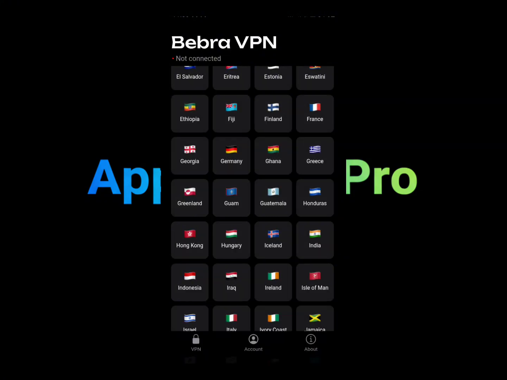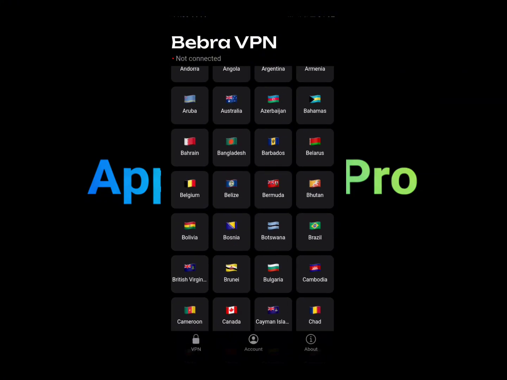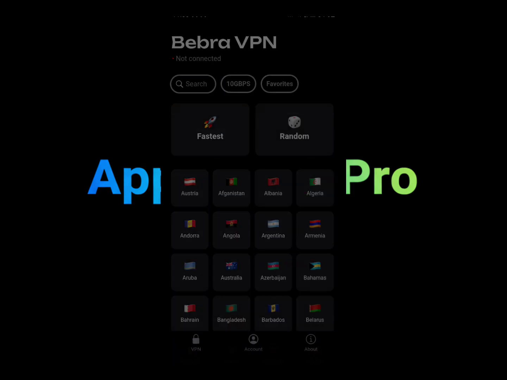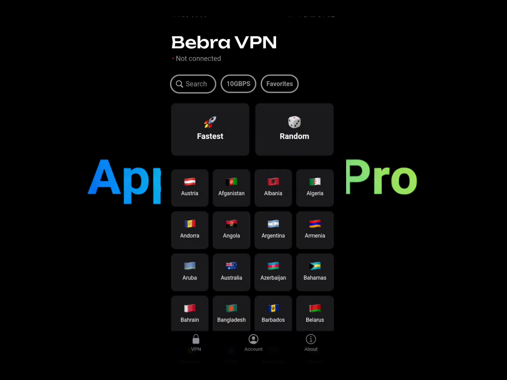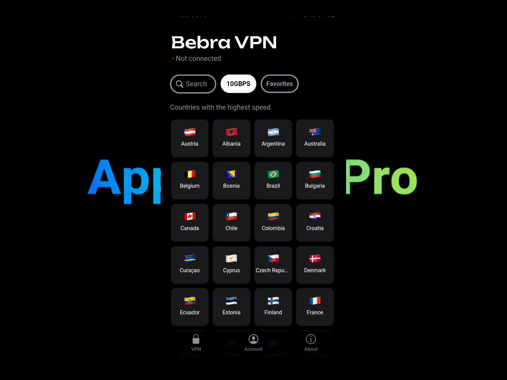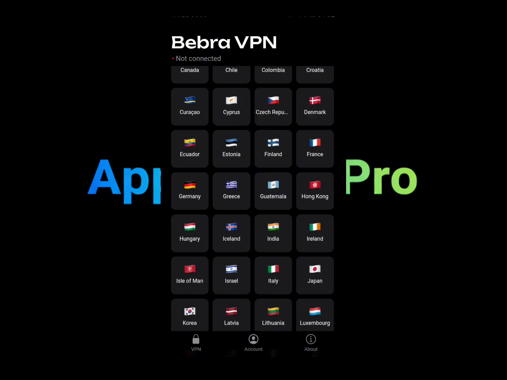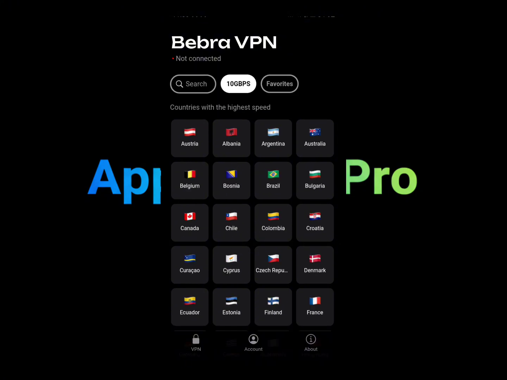So if you even want to get the fastest server to use, all you have to do is just tap on the fastest server option and it will automatically connect to the fastest server for you. As well, you can select the 10 gigabytes per second option at the top, and pretty much it will show you the fastest server that they have on the application. So very, very easy application to use, and the servers are fast, guys.